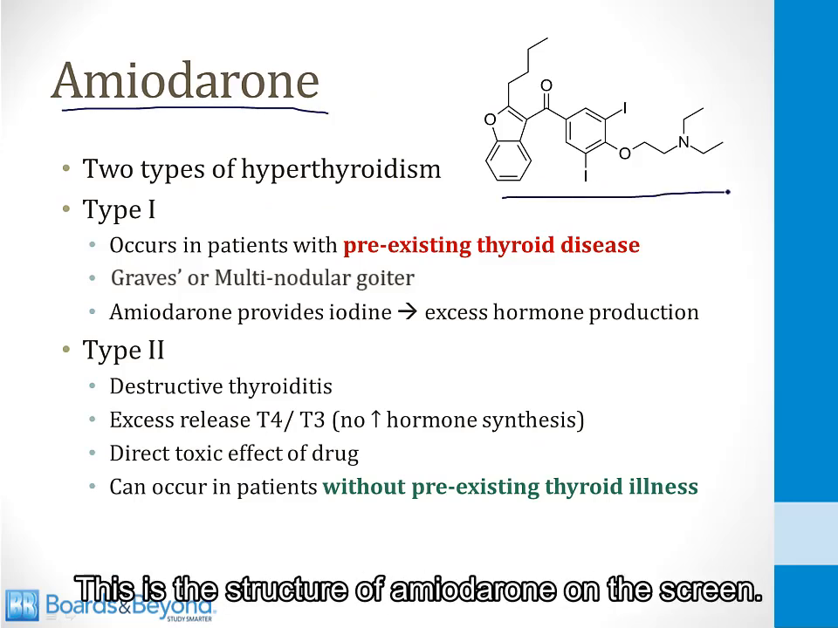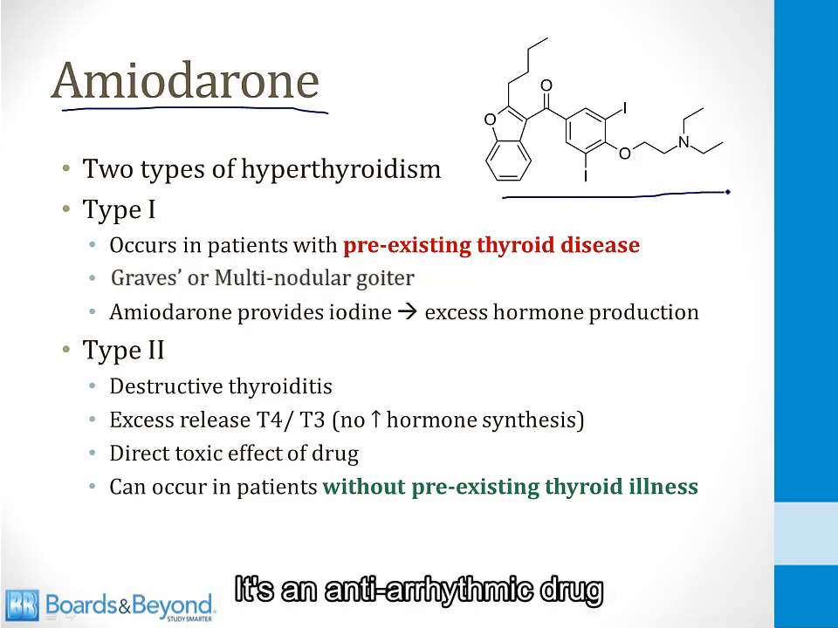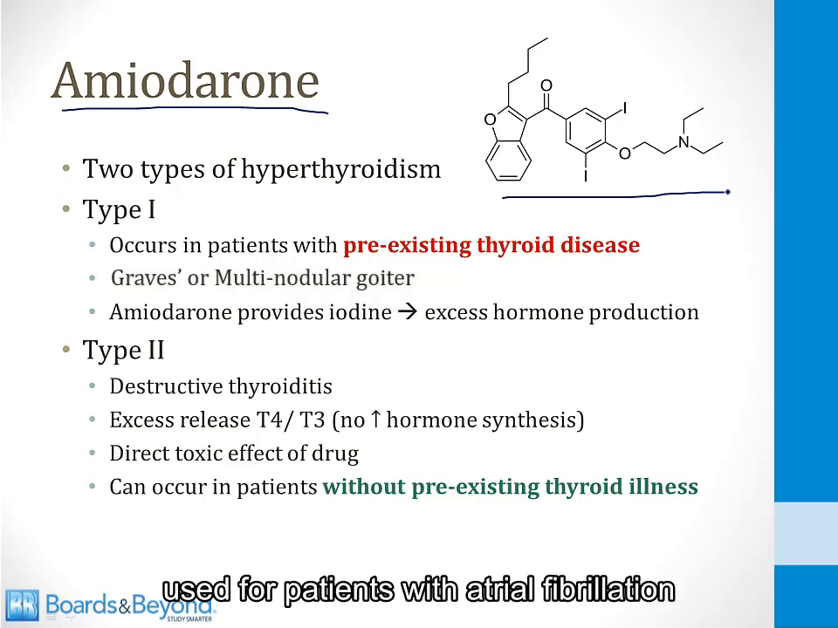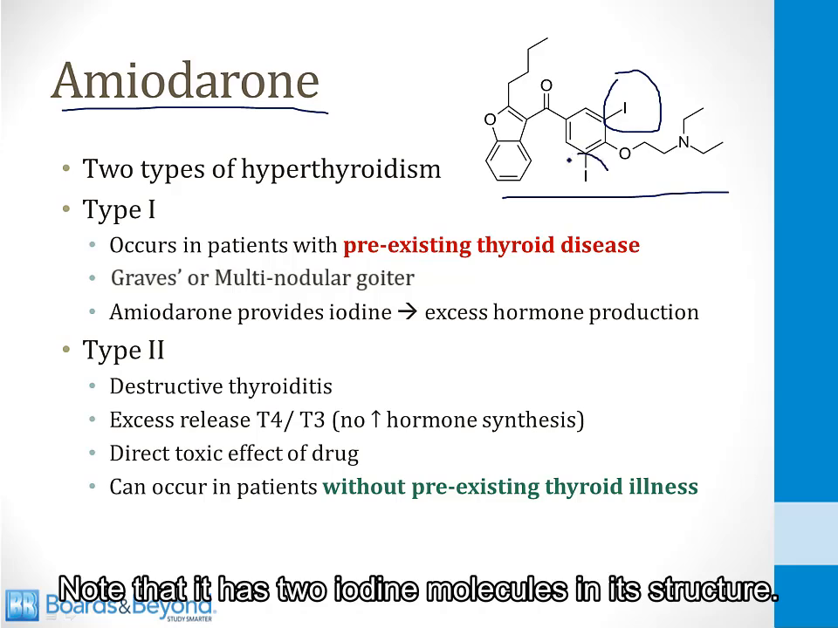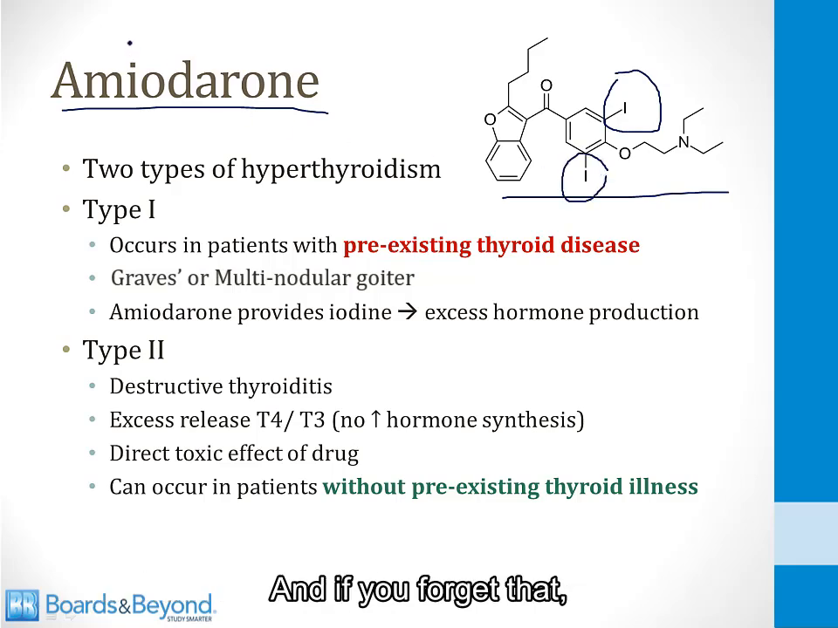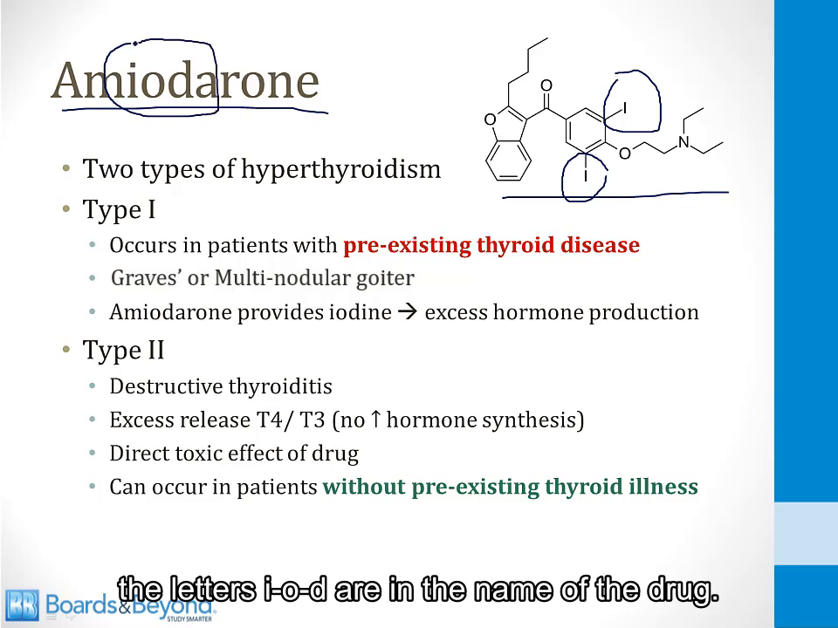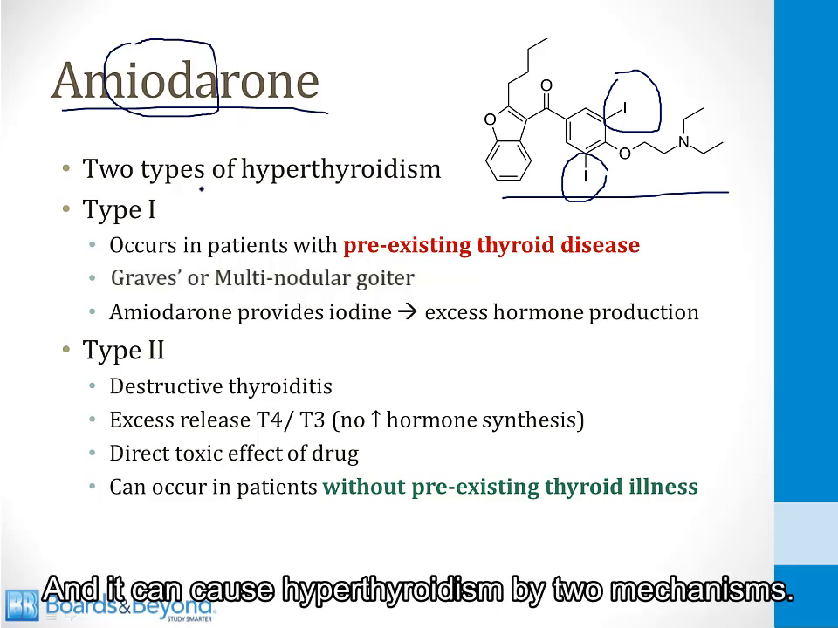This is the structure of amiodarone on the screen. It's an antiarrhythmic drug used for patients with atrial fibrillation and sometimes ventricular fibrillation. Note that it has two iodine molecules in its structure, and if you forget that, the letters IOD are in the name of the drug. And it can cause hyperthyroidism by two mechanisms.